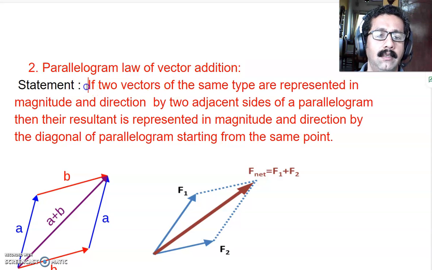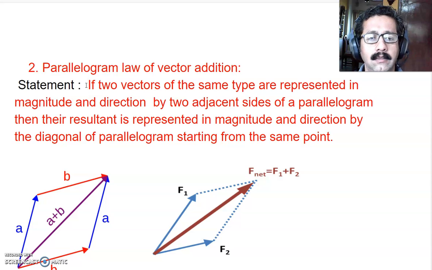So first of all, let me explain in which situation I can use the parallelogram law of vector addition. If I have two vectors acting at a certain point which are of the same type, either two forces or two accelerations, and they have a certain angle between them, how can I find the resultant of the two vectors?